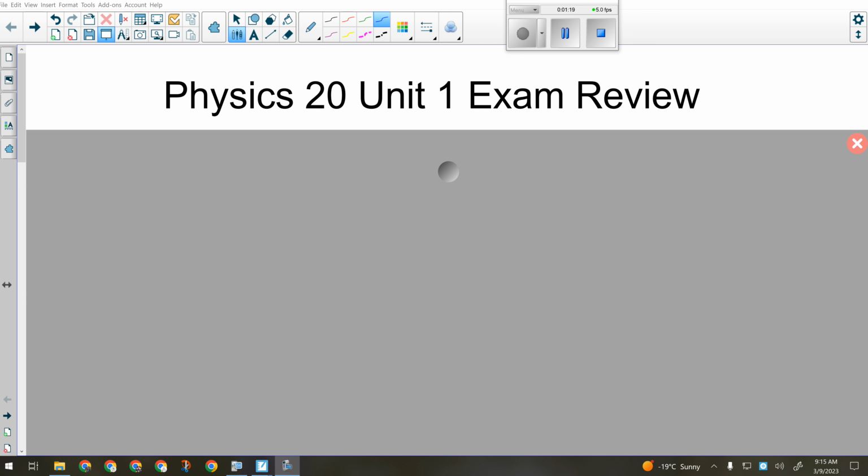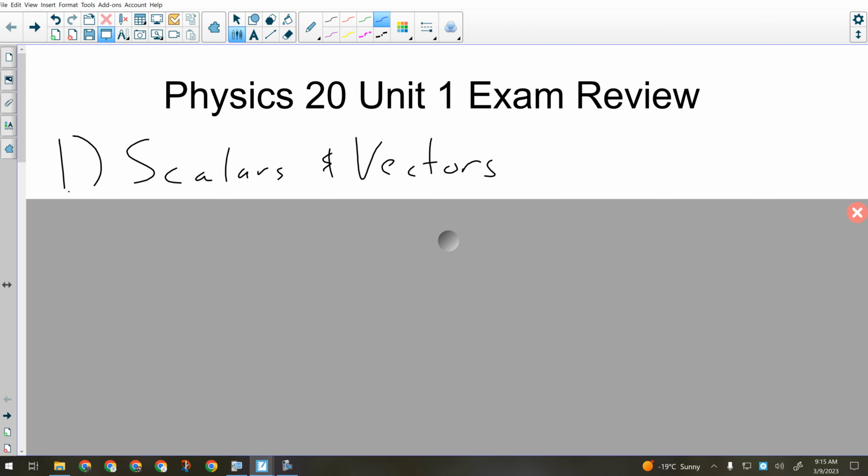So, first thing we went over in this unit was we reviewed scalar and vector quantities. It is definitely important for you to know which things are scalar and which things are vector. I probably will have a question that says which of the following are vector quantities, but that's only 1 mark.